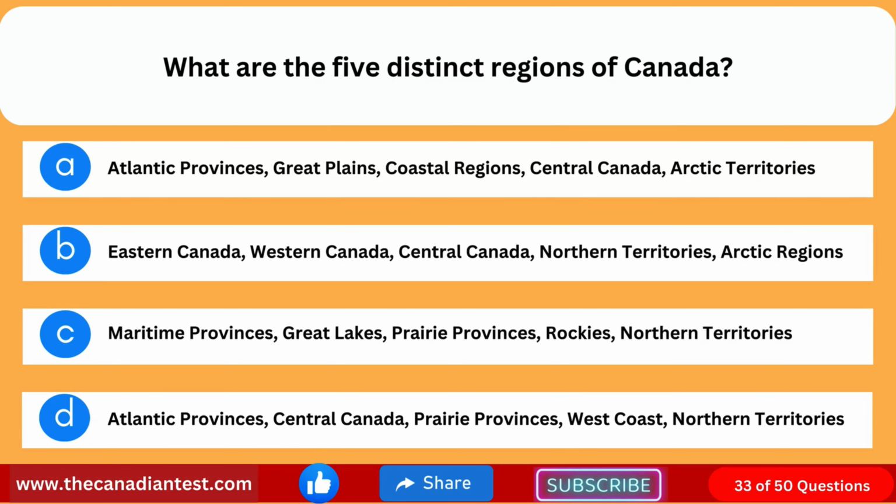What are the 5 distinct regions of Canada? Option A: Atlantic provinces, Great Plains, coastal regions, Central Canada, Arctic territories. Option B: Eastern Canada, Western Canada, Central Canada, Northern territories, Arctic regions. Option C: Maritime provinces, Great Lakes, Prairie provinces, Rockies, Northern territories. Option D: Atlantic provinces, Central Canada, Prairie provinces, West Coast, Northern territories.